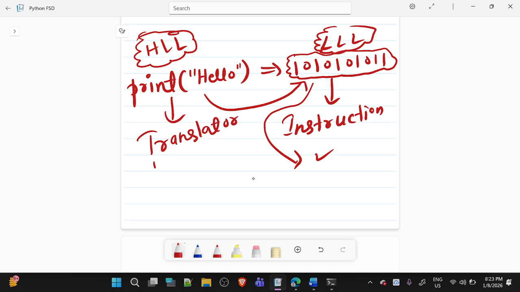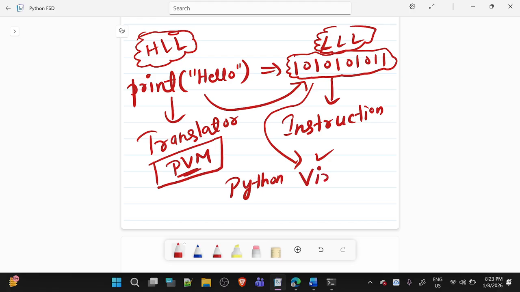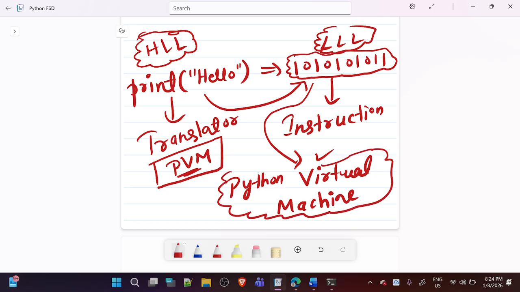So when you install the Python software, ideally you get one Python shell and also you get one PVM. PVM is nothing but Python virtual machine. It executes our code, it translates our code, right?